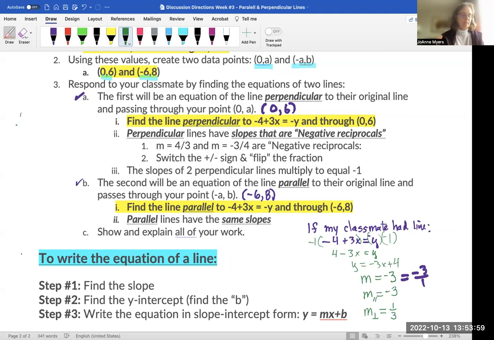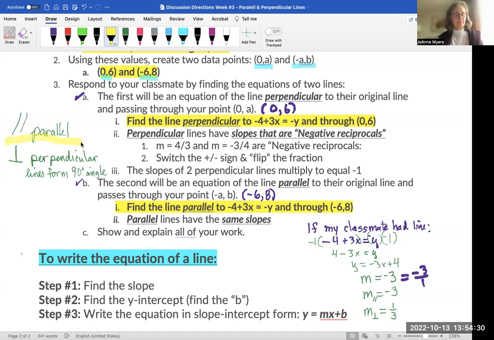Quick notation, these 2 lines here mean parallel. This upside down capital T means perpendicular. And perpendicular means the lines form a 90-degree angle. All right, there's your parallel and perpendicular.